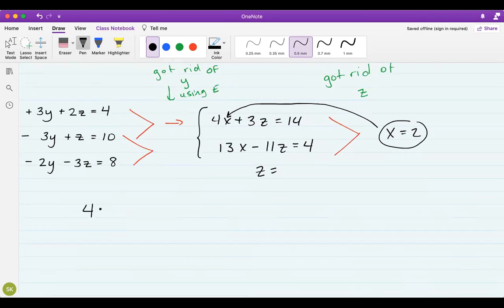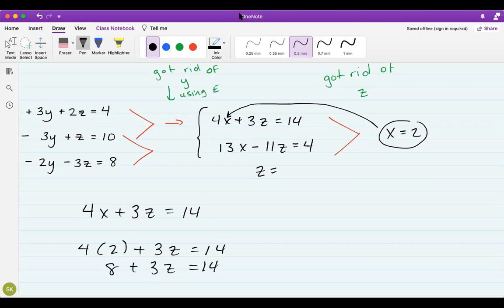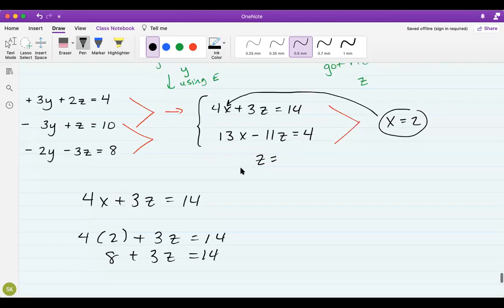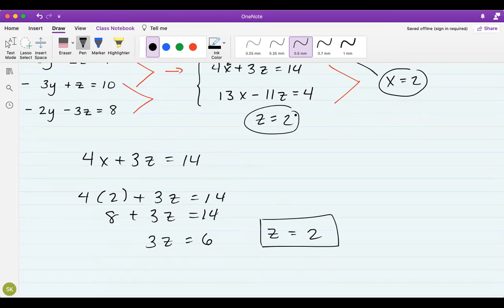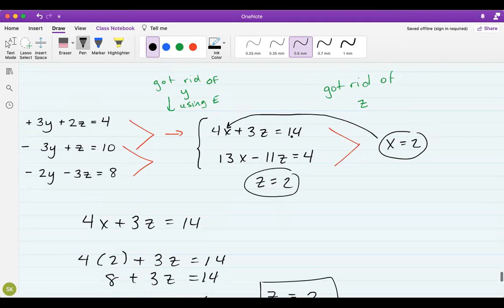So we have 4x plus 3z is equal to 14. So I'm going to plug in this 2 for x. I get 8 plus 3z is 14. Okay, and now subtract 14, we get 3z is equal to, that's 6, I believe. So z is equal to 2. So now we found x and z.